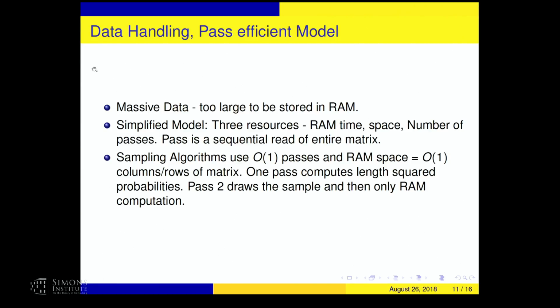One pass can be used to find the squared length probabilities. We have to take the squared length of each column to be able to sample, importance sampling. So we find those, and the second pass does the computation.